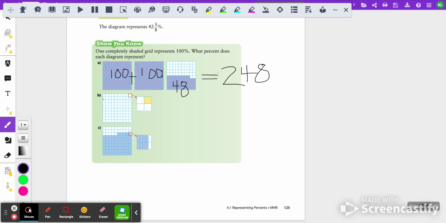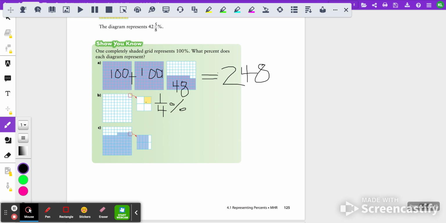B, if I have a fractional percent of less than 1, then I'm going to break it down into parts and show the shaded part of less than 1%. So here it's out of 4 squares. I have 1 square shaded in, 1/4%.